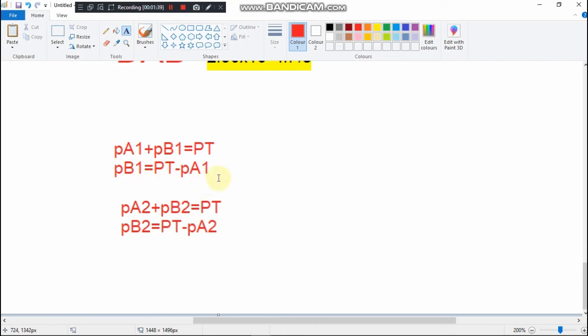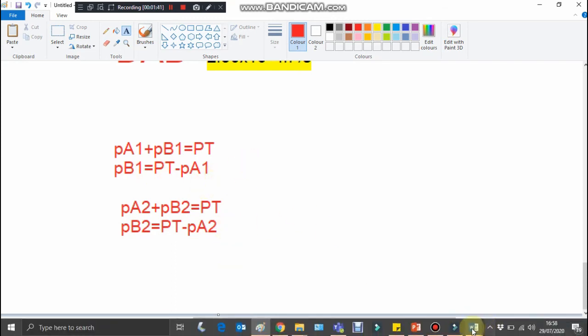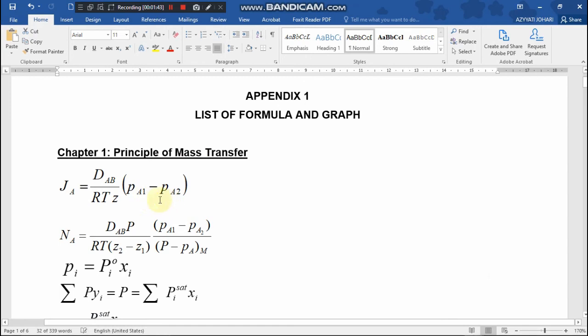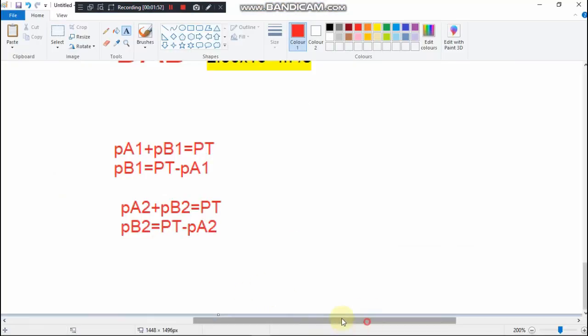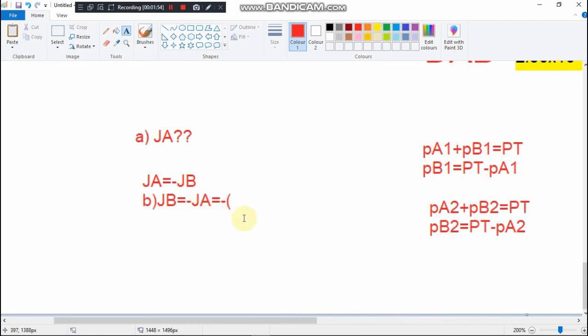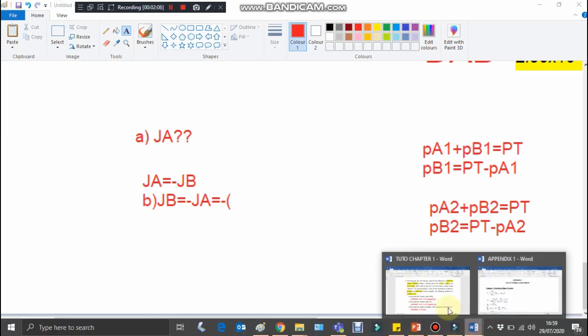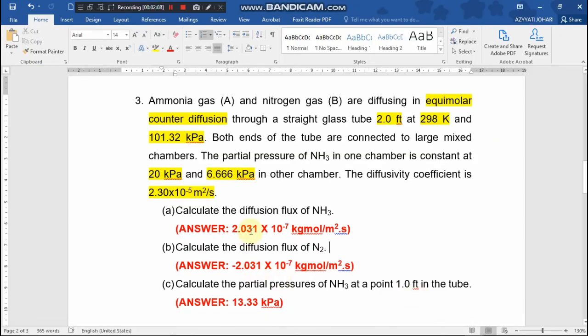As you get the value of PB1 and PB2, substitute them into this equation. Finally, you will get the value of JB, and you will get the same answer whenever you apply the equation JA is equal to minus JB. You will get the same answer as you substitute the info into the equation for Fick's law to calculate JB. So the answer that you get is actually the same answer but with the negative sign here.